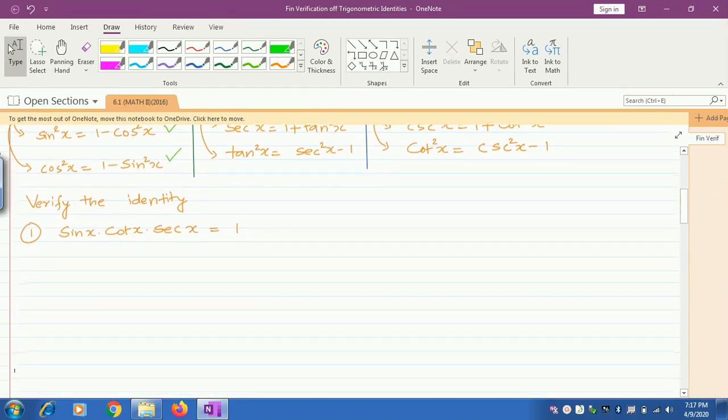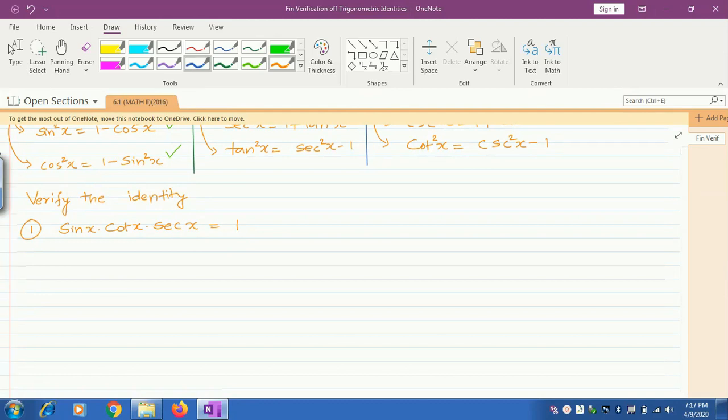Whenever you find this, take the bigger term, the bigger expansion. So this is my LHS, left hand side, and this is right hand side, RHS. I will take LHS and prove RHS. The solution is take LHS. What is LHS given? Sine x into cotan x into sec x.